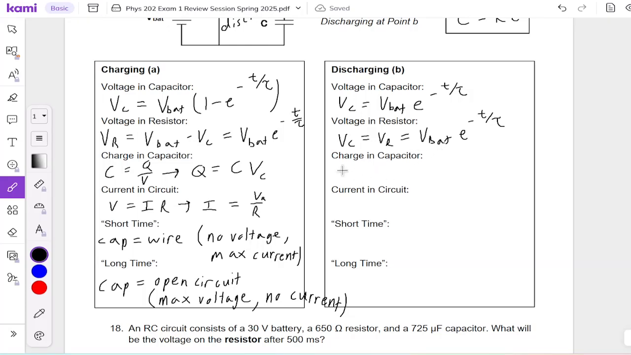And then we have charge in the capacitor. This is the same thing we said earlier. Q equals C times V. But what's changed is the voltage in the capacitor equation. Current in the circuit, again, is the same. I equals V divided by R. And this is the voltage in the resistor, specifically.